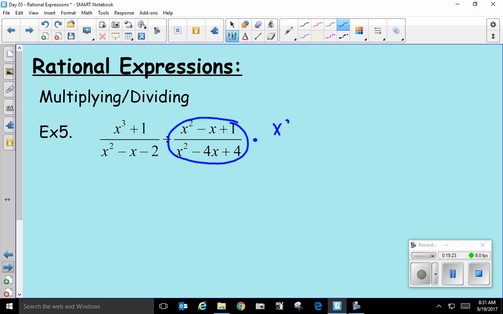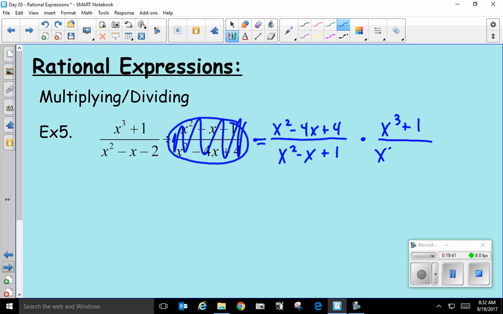So I have x squared minus 4x plus 4 over x squared minus x plus 1 times, okay, I was going to do this and just multiply the first times the second, but let me rewrite it. It's that times x cubed plus 1 over x squared minus x minus 2. All you got to do is flip the second fraction, not the first. You flip the second fraction in terms of multiplication. All right?